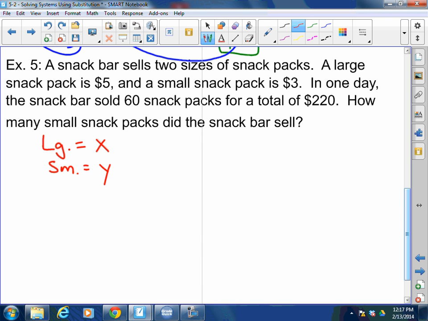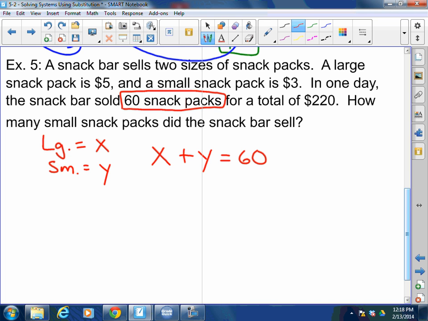But every large snack pack is X and every small snack pack is Y. So let's think about the second sentence. In one day, the snack bar sold 60 snack packs. So doesn't that mean that they sold a number of large plus a certain number of small to have a total of 60 snack packs sold? Do you guys see that?